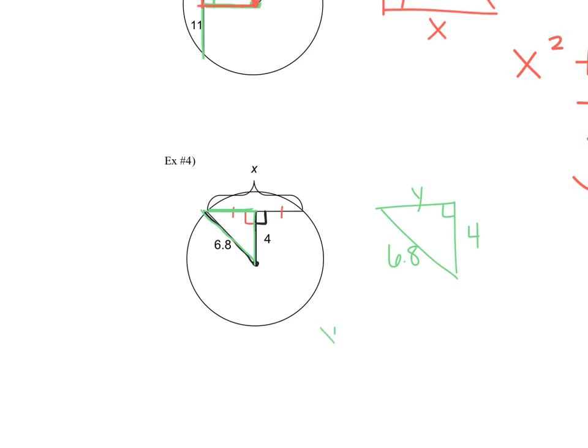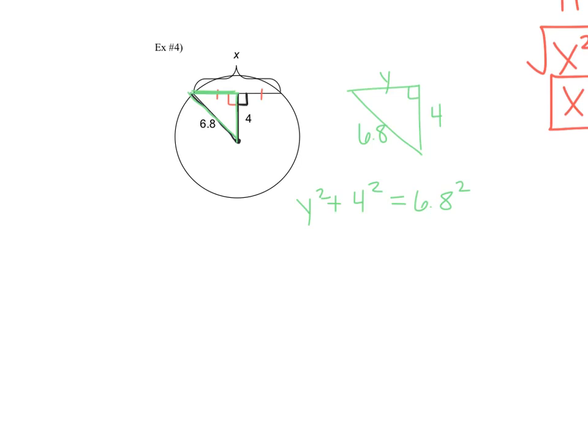So that when I say y squared plus 4 squared equals 6.8 squared, and I solve for y, then I know I just need to double it to find x. I'll show you the other way, but I'll show you where a lot of people make mistakes. So this is y squared equals, we're going to take away 4 squared from both sides. So 6.8 squared minus 4 squared, you get y squared equals 30.24.